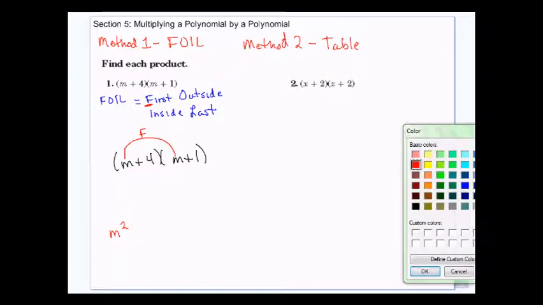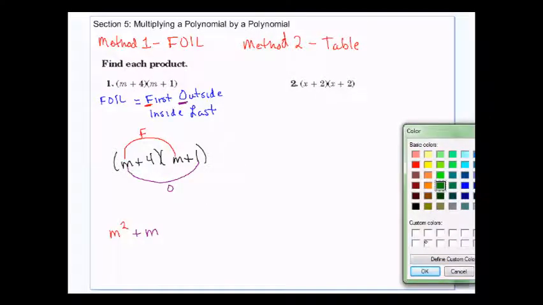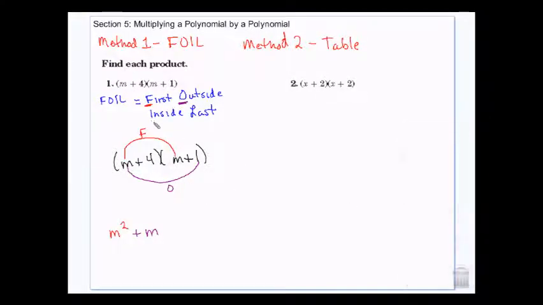And then you have outside, so the 2 edges of the parentheses, m times 1 is m. And then you have inside, the two inner parts of the parentheses. 4 times m is 4m. And then finally, you have last, the two ending parts of the parentheses. So 4 times 1 is 4.